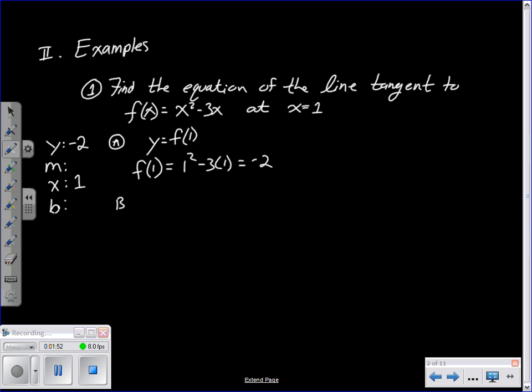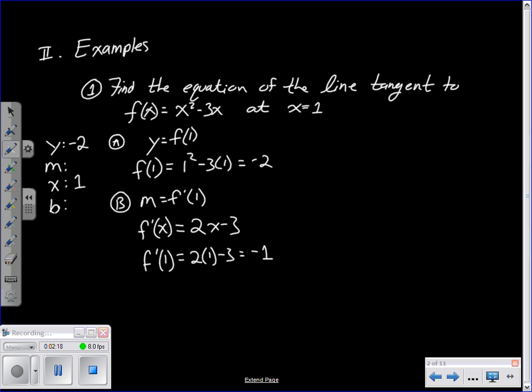Step 2 then is to find slope. And remember, slope of a line tangent to the function is determined by the derivative. So to find slope, I need to find f prime of 1. So to do that, I first take my derivative, f prime of x, that's equal to 2x minus 3. And then I'm going to plug 1 into my derivative. This gives me 2 times 1 minus 3, which is negative 1. So my slope is negative 1.